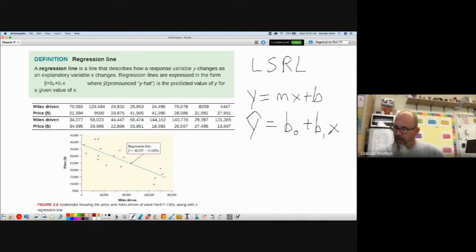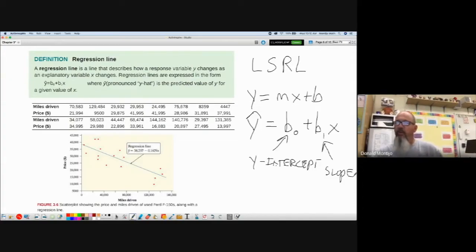So b sub 0 is the y-intercept. And b sub 1 is our slope. So it's the same thing as y equals mx plus b. It's just written in a different form.